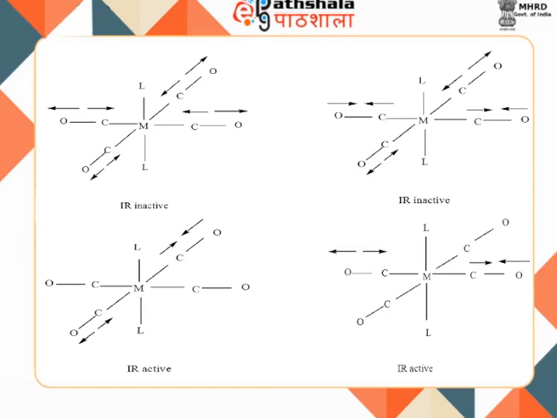On the other hand, for the trans isomer, two forms of CO stretching vibrations are equivalent and have the same frequency. These forms are IR active and absorb the same frequency of IR radiation, giving rise to a single absorption band. The other two forms of CO stretching vibrations are IR inactive because they do not lead to a change in the dipole moment of the molecule.